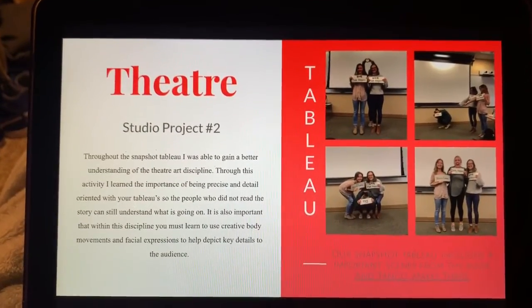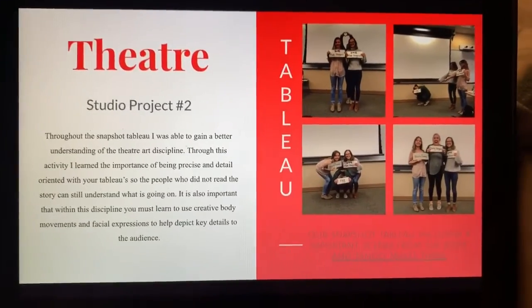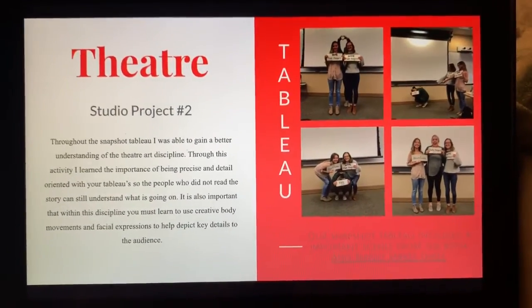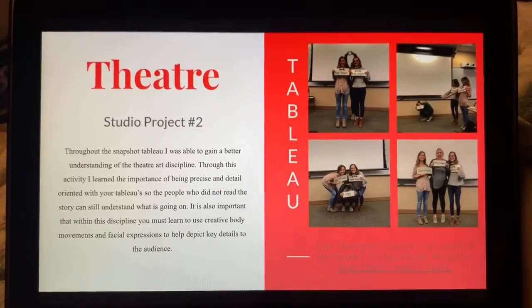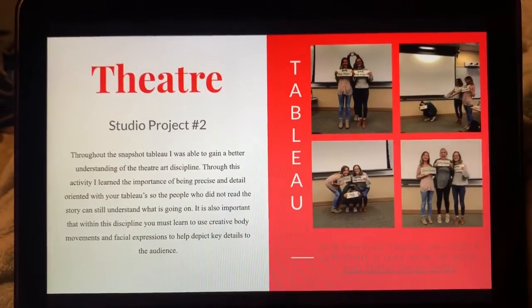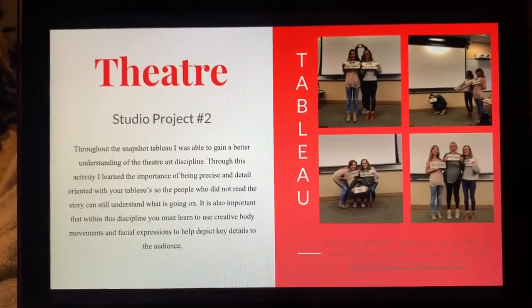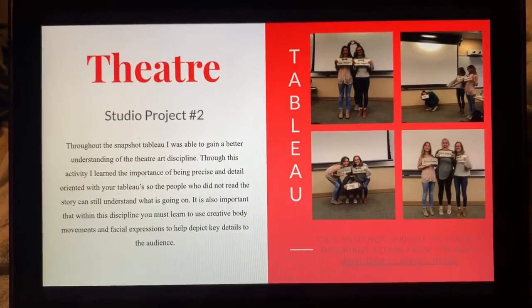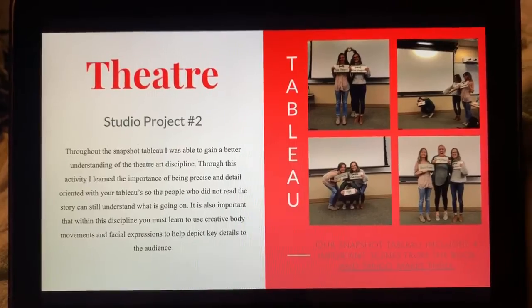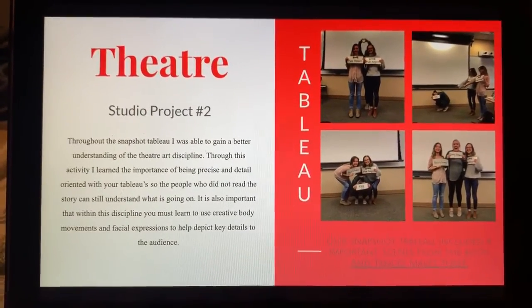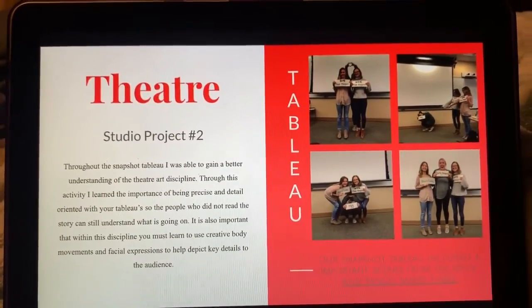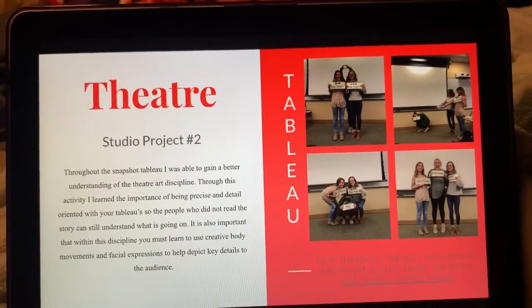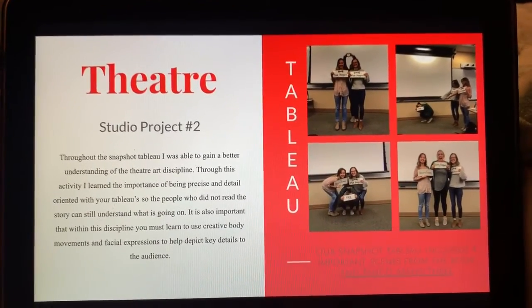So theater was the other discipline that I chose. Studio project number 2, which was the snapshot tableaus. And listed here on the right are the pictures in order 1, 2, 3, and 4 of the tableaus from the book And Tango Makes 3. Throughout this snapshot tableau, I was definitely able to gain a better understanding of the theater art discipline.